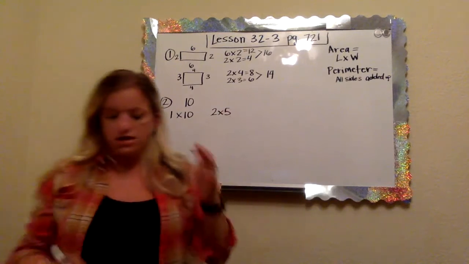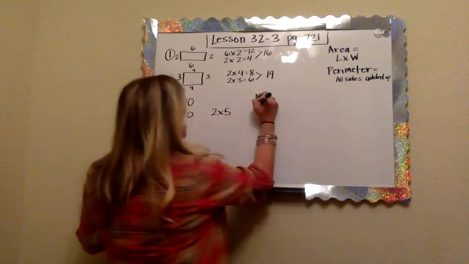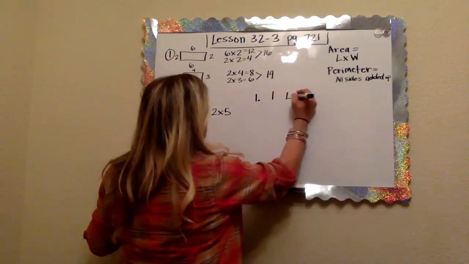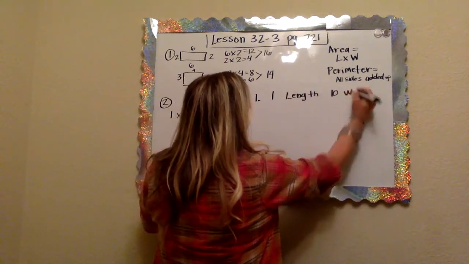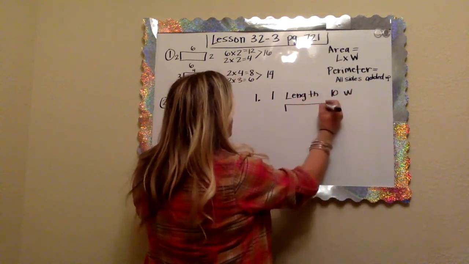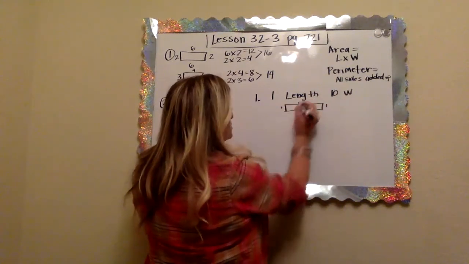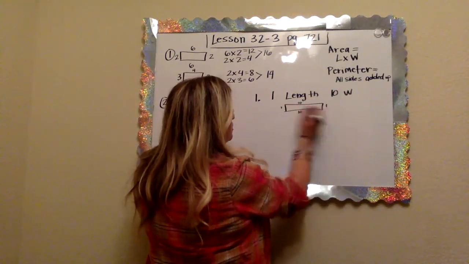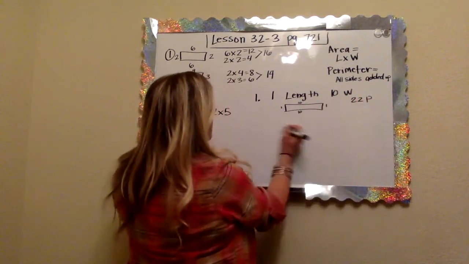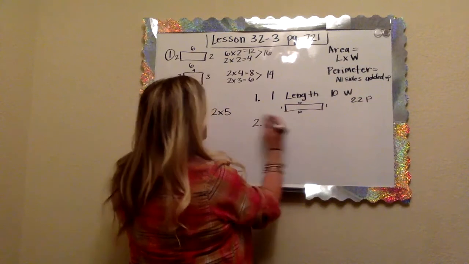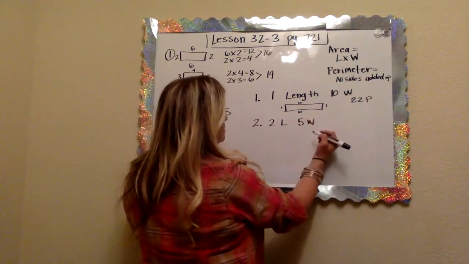So you can write in either one. So the first one, let's just do 1 length, 10 width. The perimeter is going to be 10 plus 10 plus 1 plus 1. So 10 plus 10 is 20, 21, 22. 22 perimeter.